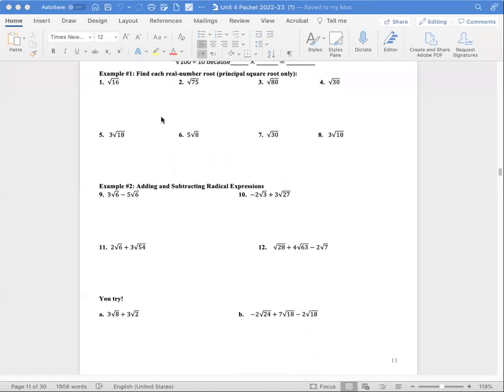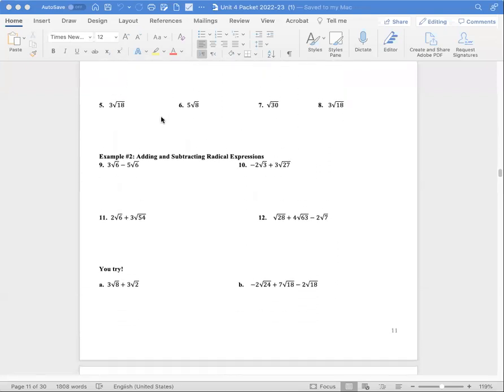For numbers 9 through 12, 3 square root of 6 minus 5 square root of 6: because the radical is the same, you have root 6 and root 6, you can subtract. You only subtract 3 minus 5, technically. Think about it as 3a minus 5a. The answer to that would be negative 2a. So the same idea with roots: 3 root 6 minus 5 root 6 is negative 2 root 6.